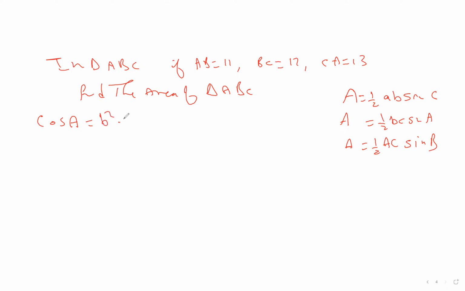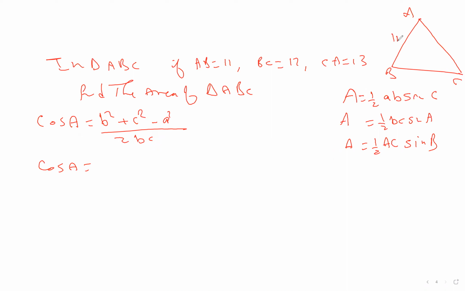It will be B squared plus C squared minus A squared over 2BC. Okay? Then cosine A will be, I'll draw the triangle ABC. Okay? AB is 11 and BC is 12 and CA is 13. Then small a is 12 and b is 13 and small c is 11. And you can use these lengths in this relation.